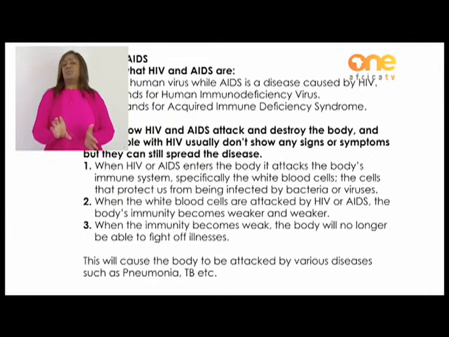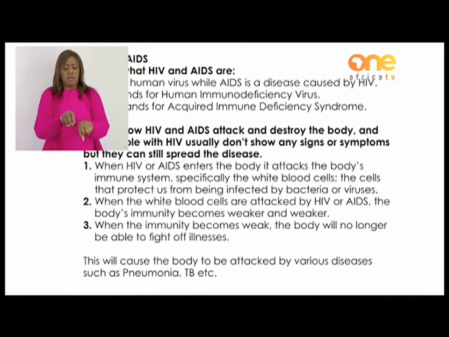Then the last thing that you need to look at today, it says that we must be able to explain how HIV and AIDS attack and destroy the body, and that people with HIV usually don't show any sign or symptom, but they can still spread the disease. Okay, how does HIV attack and then destroy the immune system?